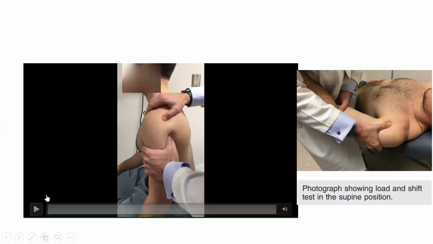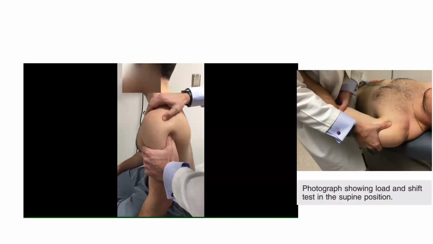On the left hand side, we can see that the patient is made to sit up. The right hand of the examiner is stabilizing the scapula, and using the left hand, the examiner loads the humerus anteriorly and posteriorly. The same test can be done in supine position also. And we note the translation.